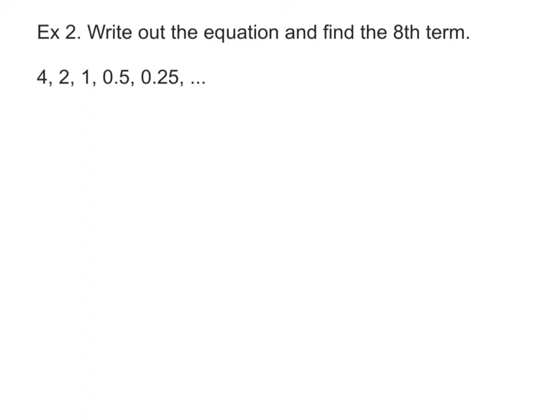Now, of course, it can go both ways. It says write out the equation and find the 8th term. If you notice right away, this sequence is going down. It is getting smaller and smaller and smaller. So my A term is my first term, which is 4. My R, if you notice, is 1/2. Okay, you can write it as a fraction or you can write it as a decimal. Either way will work. The point is, it is 1/2.